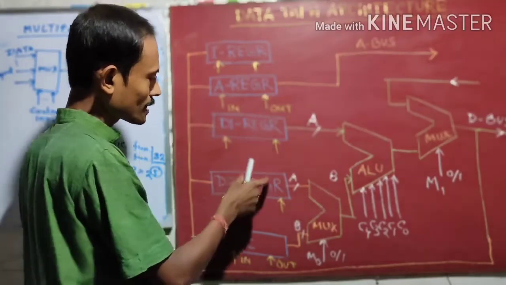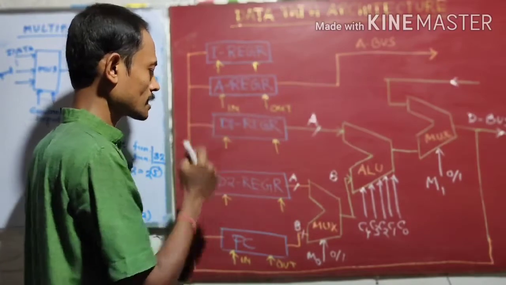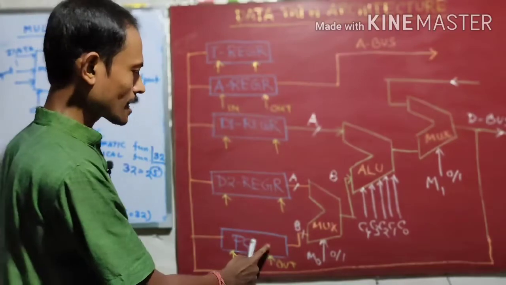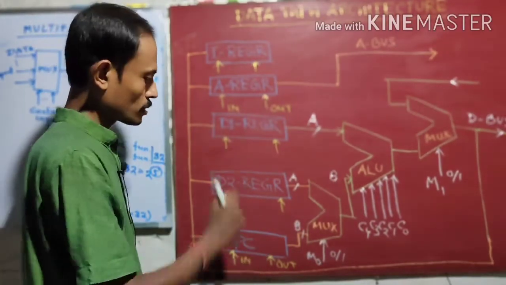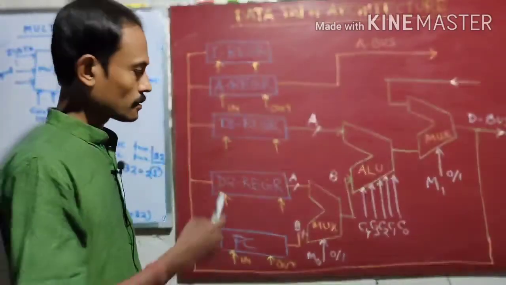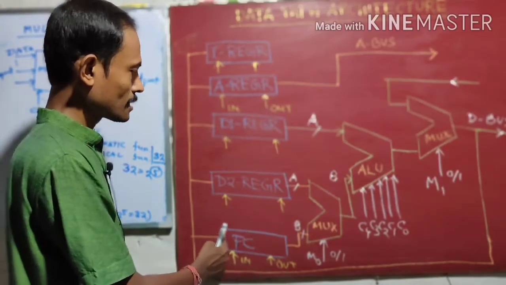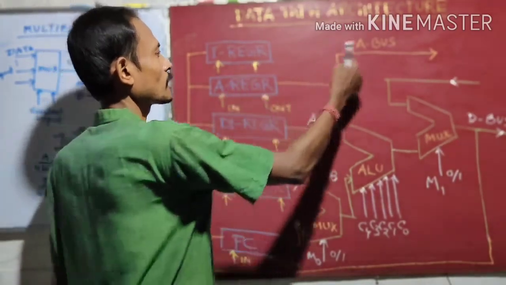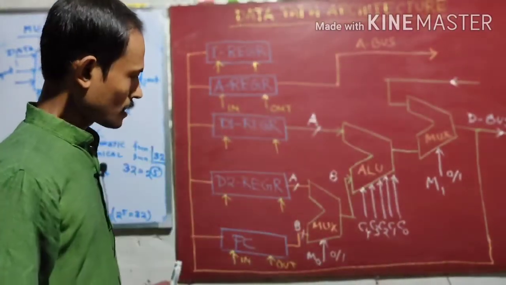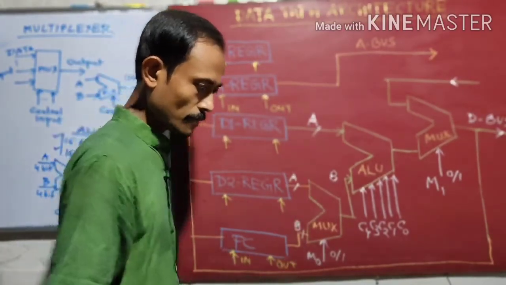And there will be many data registers. I have mentioned only 2 data registers here, D1 and D2. That means these two are data registers. There is another important register called the PC, program counter. When the CPU searches for an instruction, the address of that instruction will be present in the PC. From this PC, the address goes to the address register, and from the address register, that address goes to the address bus.